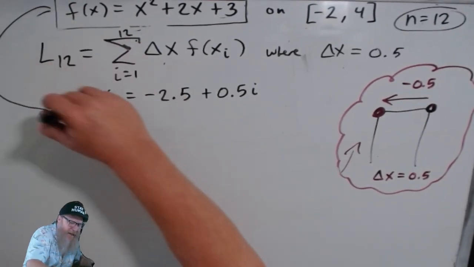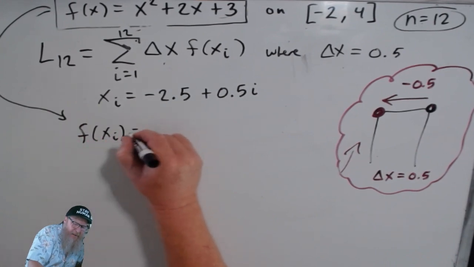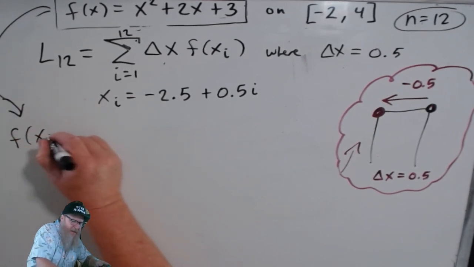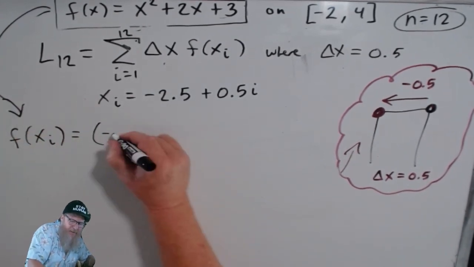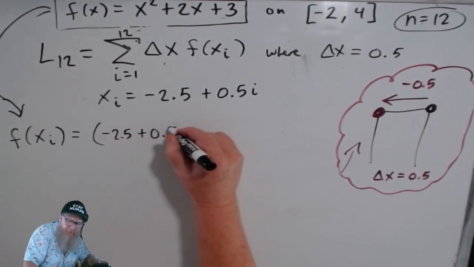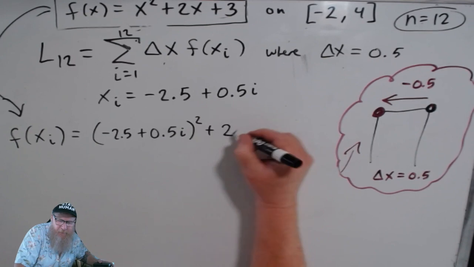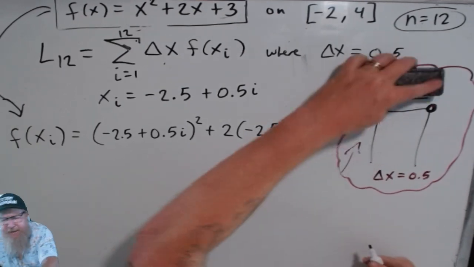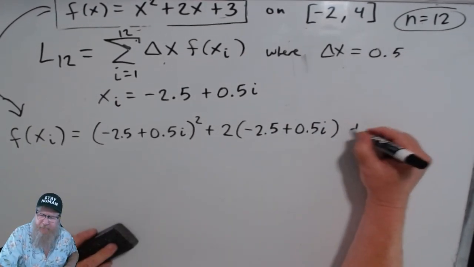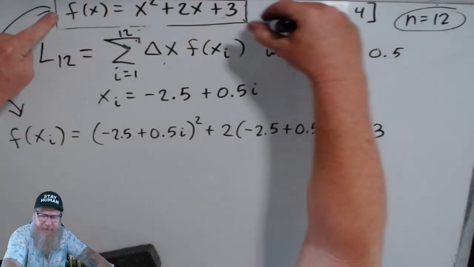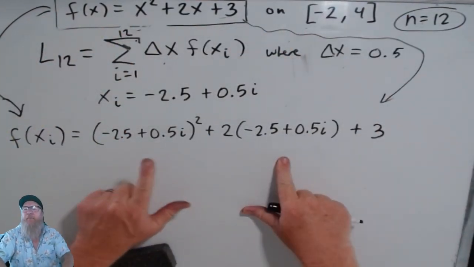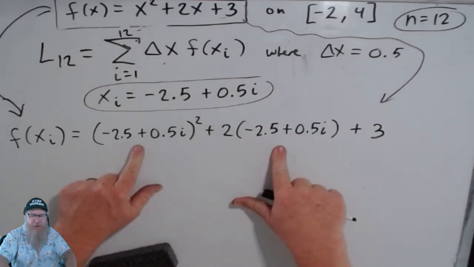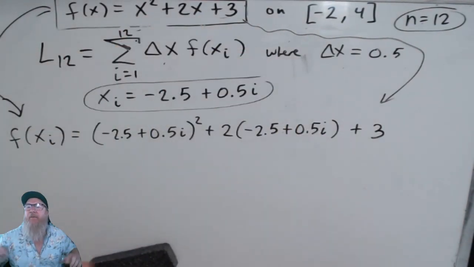All right, so now we do the f of xi. So that's going to be, I better give myself some more space. f of xi is negative 2.5 plus 0.5i squared plus 2 times negative 2.5 plus 0.5i plus 3. So you're just taking this function f and putting, in place of the x's, your xi's, which go inside of the variable position.